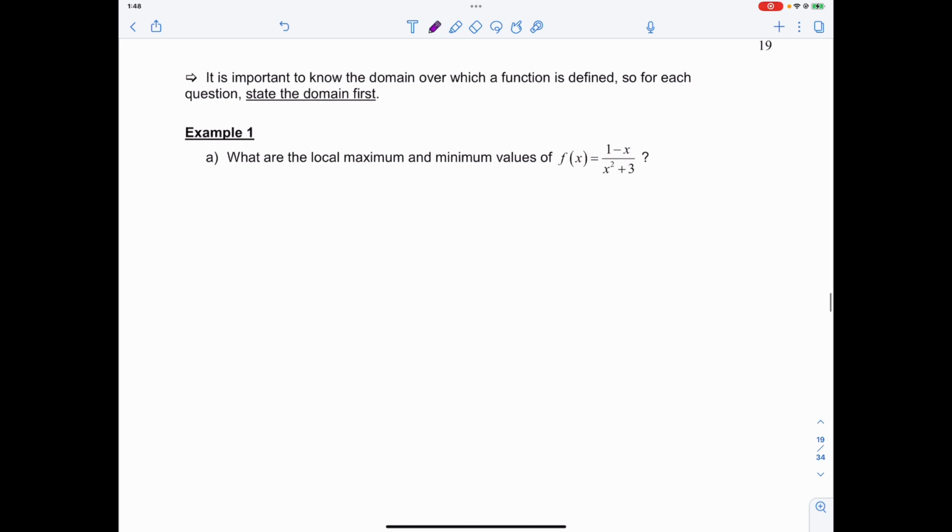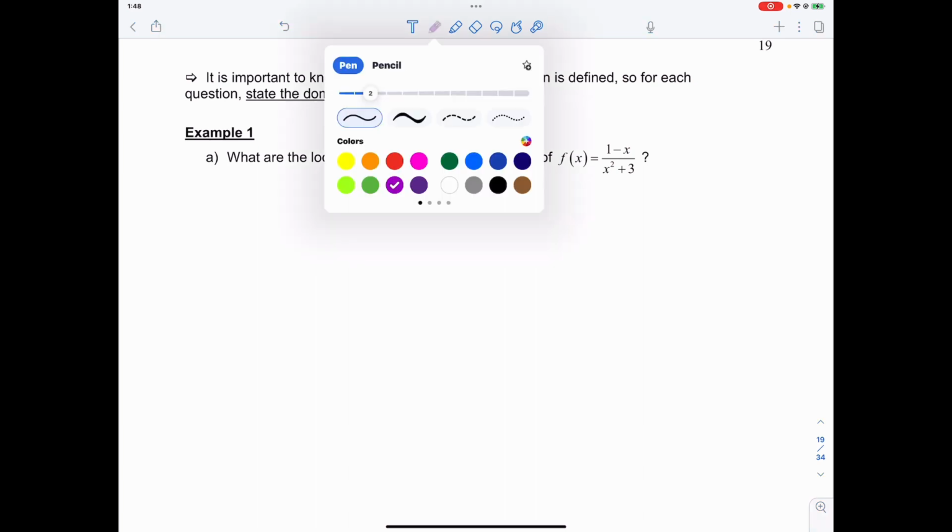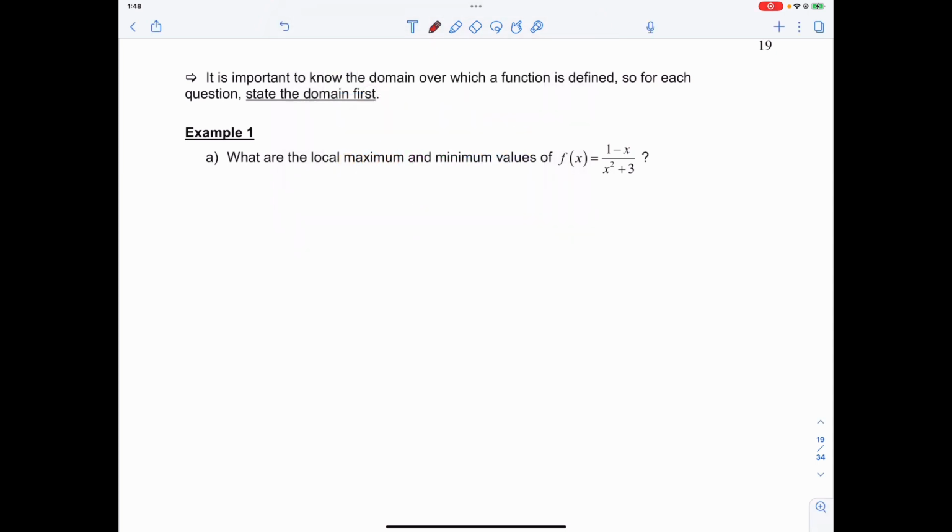It is important to know the domain over which a function is defined. So for each question, we're going to start by stating the domain. For our first example, what are the local maximum and minimum values of f of x equals (1 minus x) over (x squared plus 3)? To start with, we're going to do the domain.